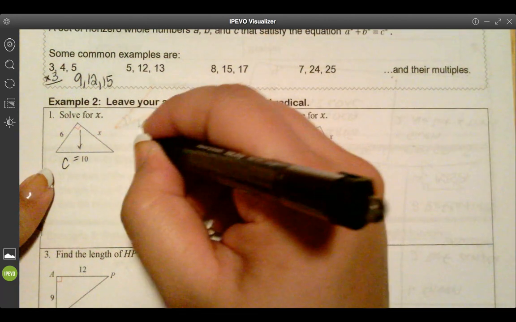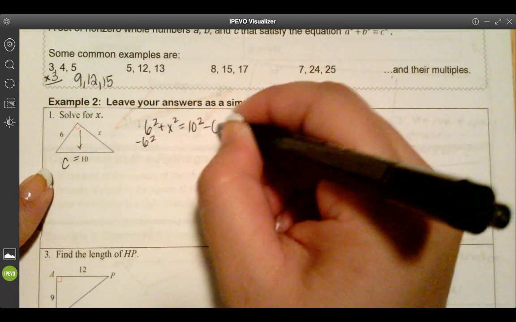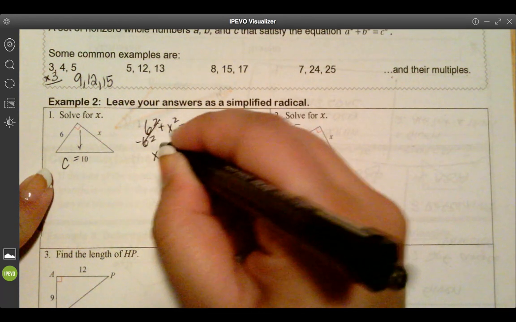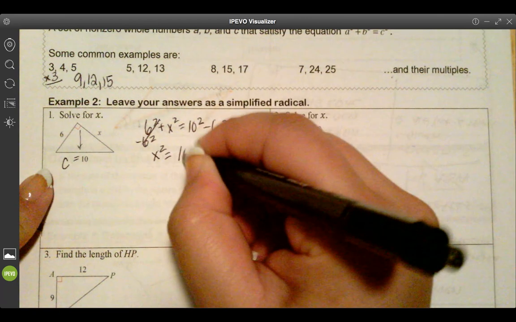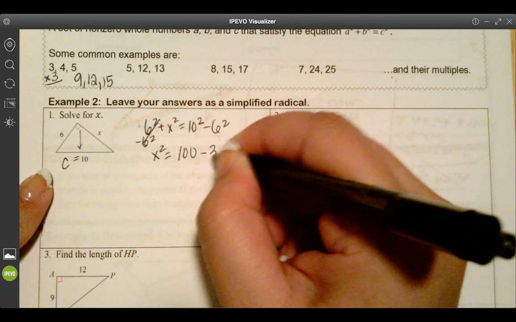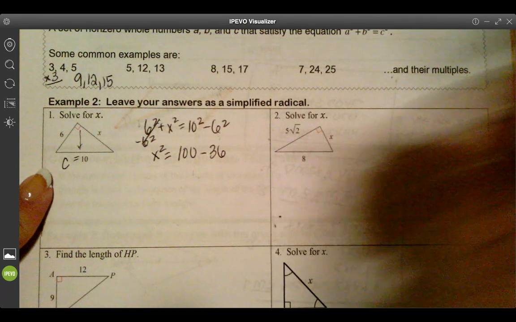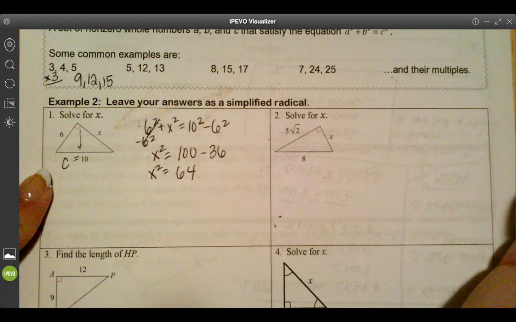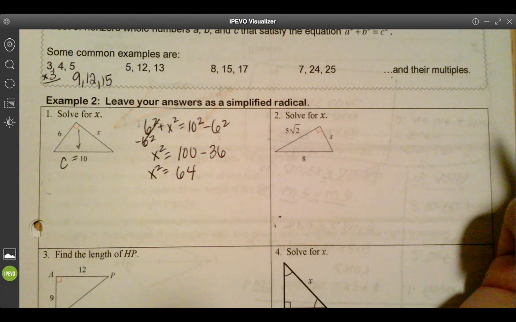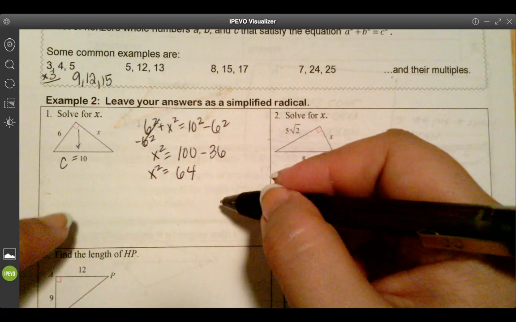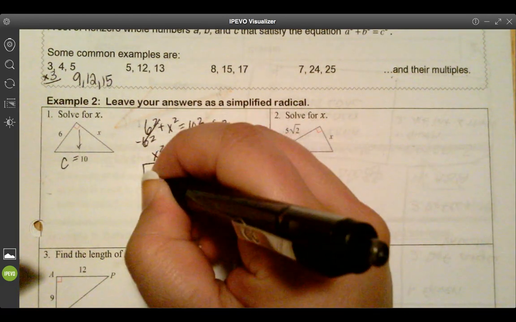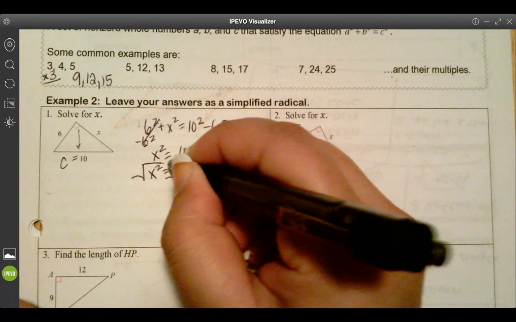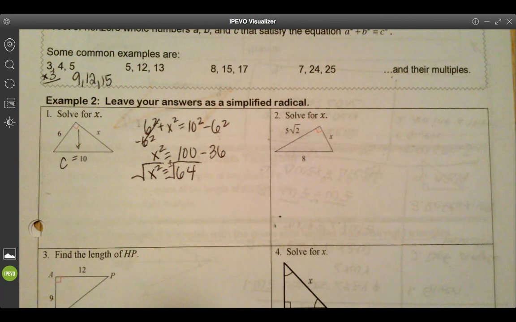Solving for x, I'm going to subtract 6 squared from both sides. X squared equals 10 squared, which is 100, minus 6 squared, which is 36. 100 minus 36 is 64. And here's where we use the square root property. Notice there is no radical. When I create the radical, I need to put the plus or minus. There was no square root sign before, now there is.